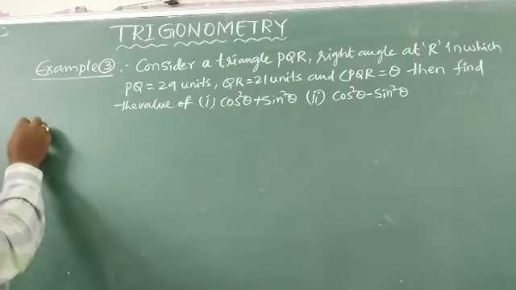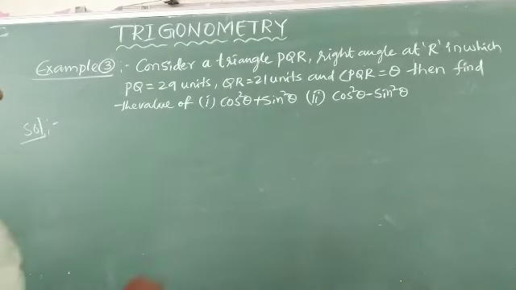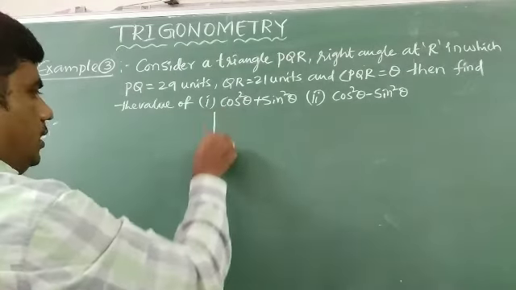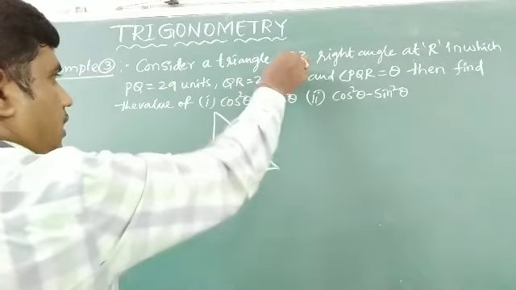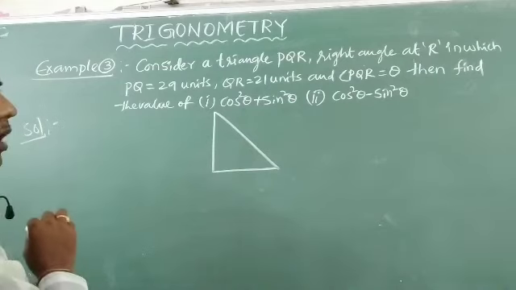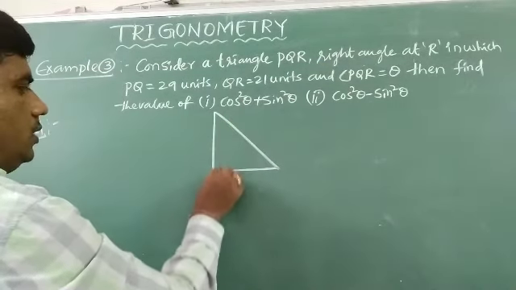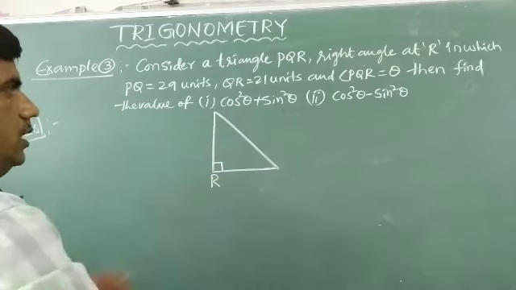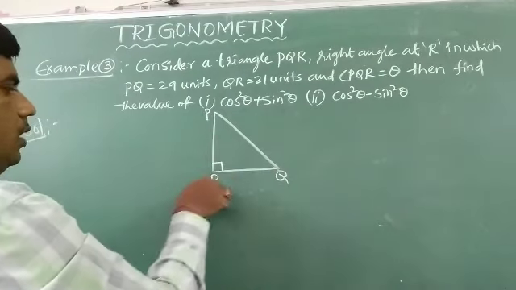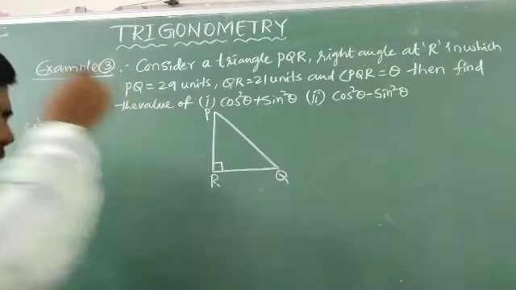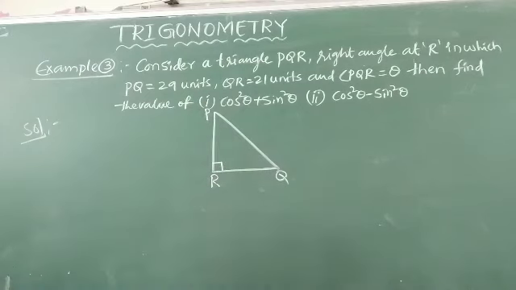So in the solution, we are considering one right angle triangle here. This right angle triangle's name is PQR, and we should take the right angle at R. So R we take here. The remaining are P and Q. So PQR is a right angle triangle, right angle at R.